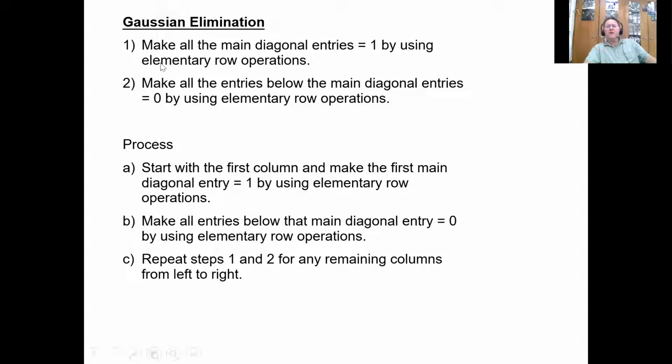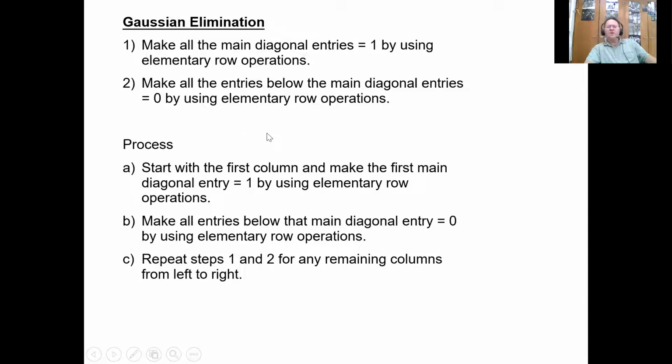We're trying to make all the main diagonals one, like that. And then everything below those main diagonals, we're trying to make those zeros. And how you do that is you try to get that first element in column one, row one, to be a one. And then you want to get everything below it in that column a zero.